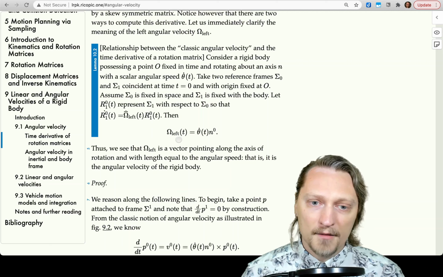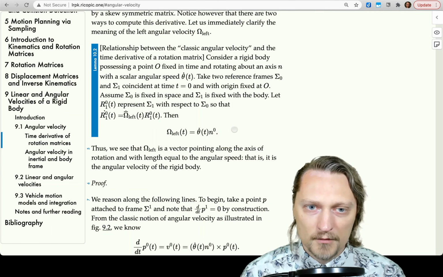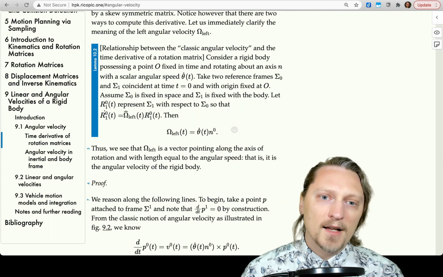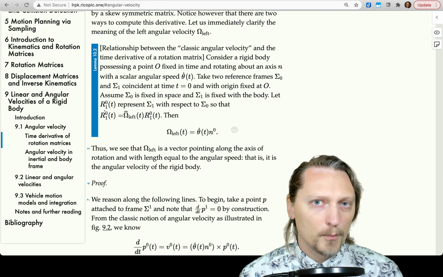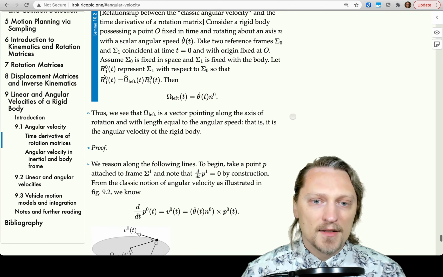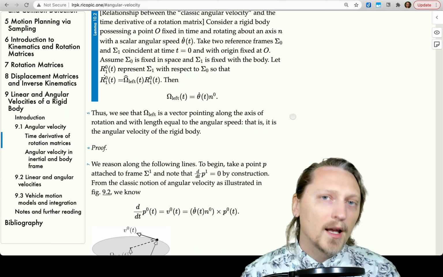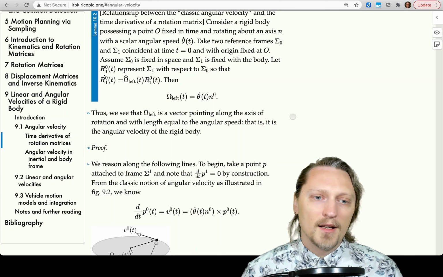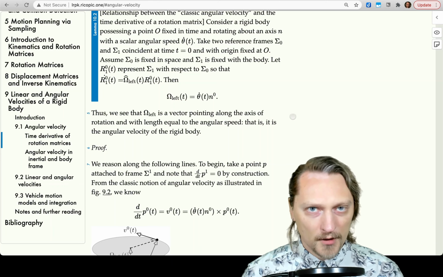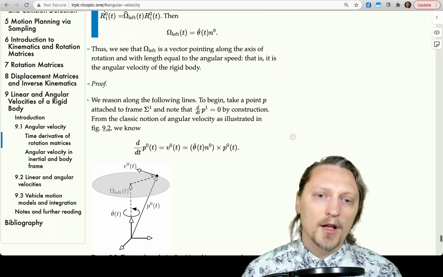Then omega left is theta dot n0, which is to say the n-axis expressed in the 0 reference frame. Thus, we see that omega left is a vector pointing along the axis of rotation and with length equal to the angular speed. That is, it is the angular velocity of the rigid body. Proof. We reason along the following lines.